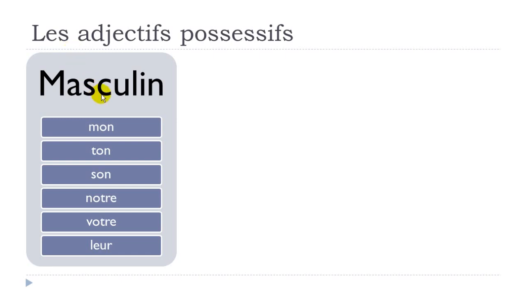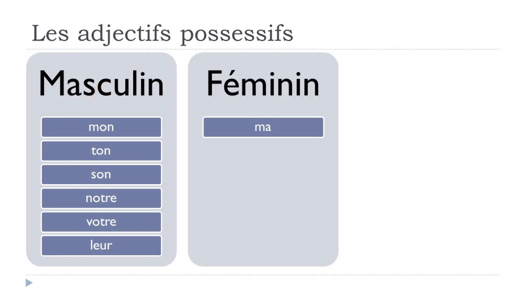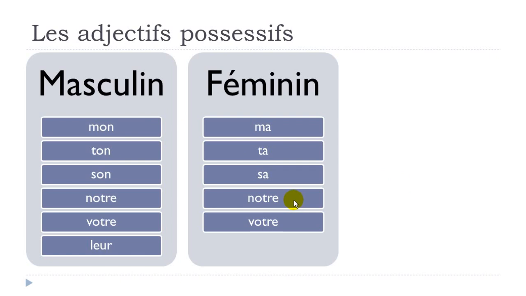Okay, so we saw first now here the masculine form. Let's check the feminine form, and it's ma, ta, sa. So you can see of course differences, but still it works like m, t, and then t and s. So mon masculine, ma feminine form, ton masculine form, ta feminine form, son masculine form, sa feminine form. And then the good news is that notre is the same, votre is the same, and leur is the same. So you don't really have a difference between these three persons. You will have to use the same adjectif possessif. So the only difference is there: mon, ton, son, ma, ta, sa.